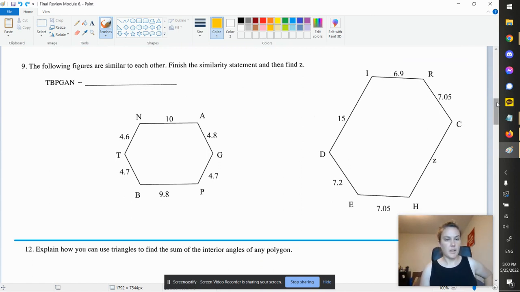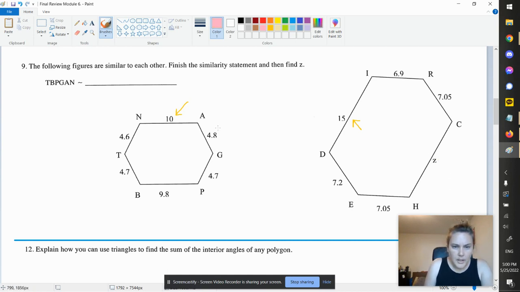This one, number 9. The following figures are similar to each other. Finish the similarity statement, then find z. Okay, we are going to find a scale factor between these and figure out what's going on. Looks like 10 is the longest side, so we want to match it up with the longest side over here, which is probably going to be 15. We can make sure of that in a second.